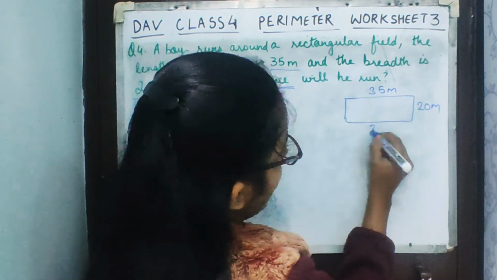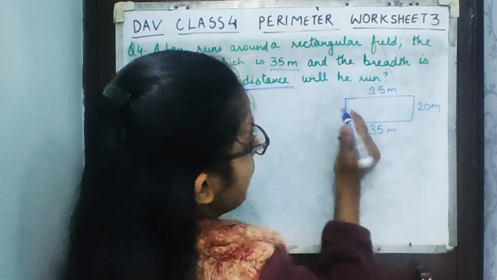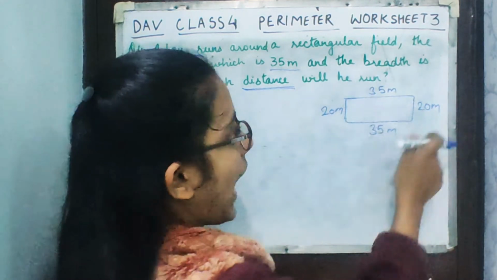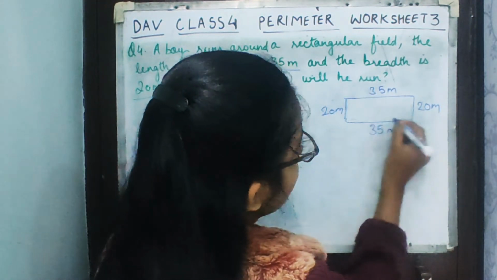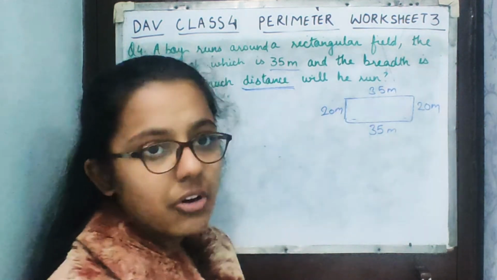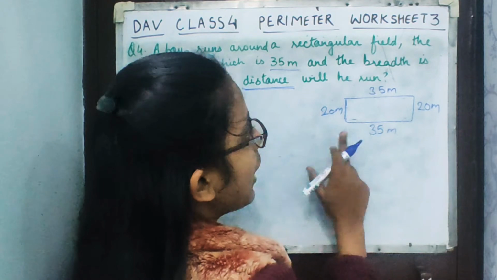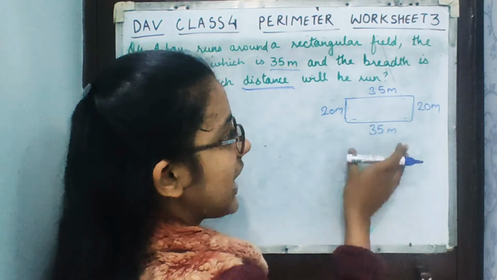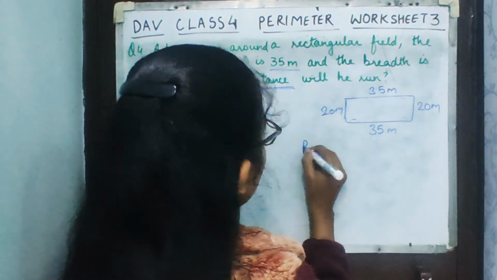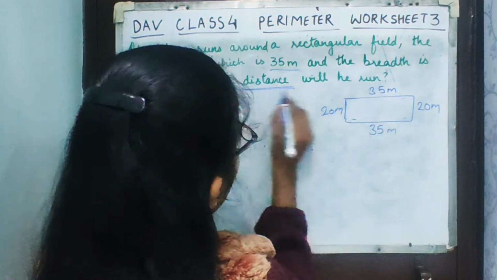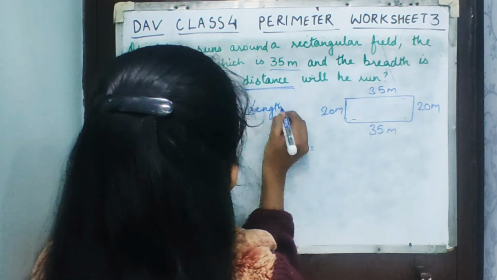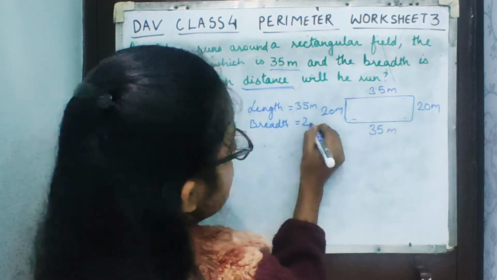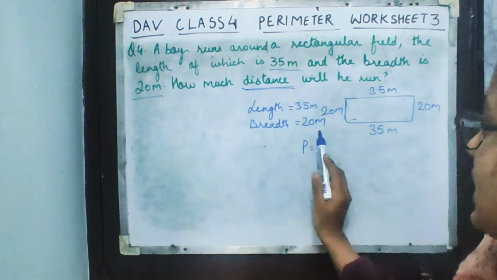If this is 35, then this is also 35, because both are length, and both are breadth. To find the total distance, we have to add all of them, then only we'll get the final distance of this track, how much the child will run. But we'll do this question with the formula, because the rectangle's formula is there. We will not simply add it, we will do it with the formula. So first of all, let's write what is given. Length is given as 35 meters, and breadth is given to us as 20 meters.